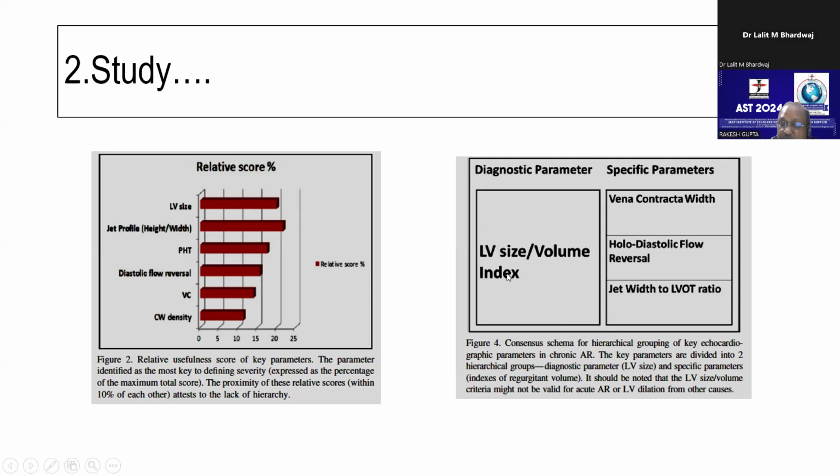So if you happen to look at a dilated LV size index, like 32 millimeter per meter body surface area, and if you have a vena contracta more than 7, a holodiastolic reversal of flow with end-diastolic velocity 20 and 22 centimeters of VTI, or a jet width to LVOT height of more than 65%, then you're talking of a severe aortic regurgitation. That's all at your level for aortic regurgitation.